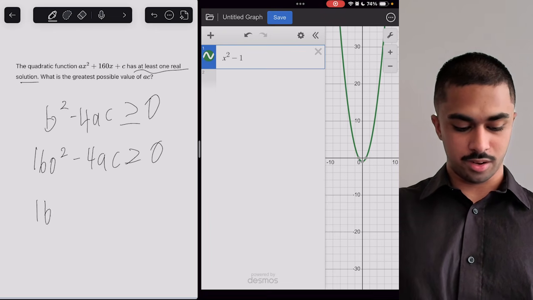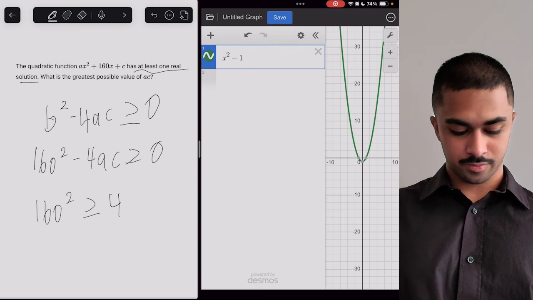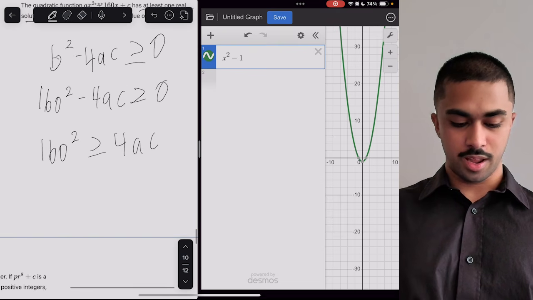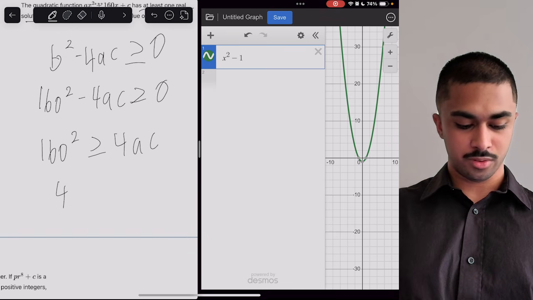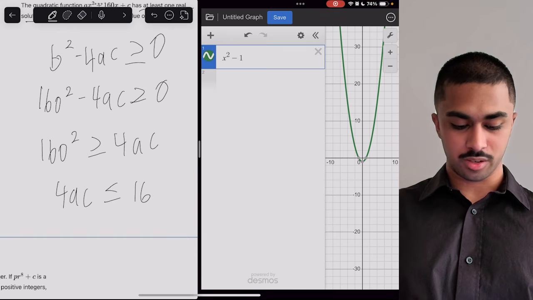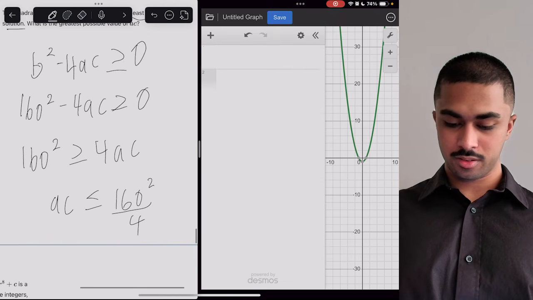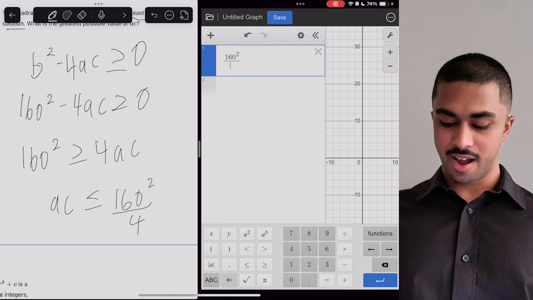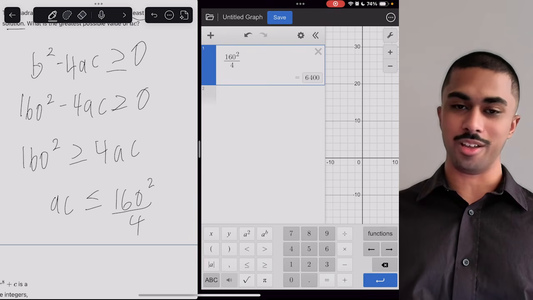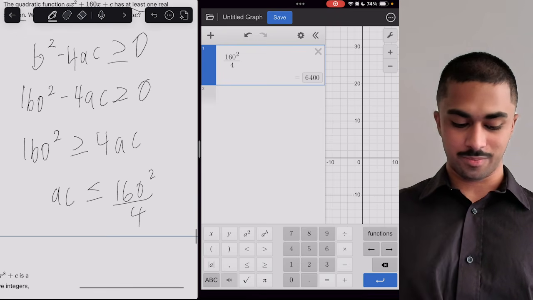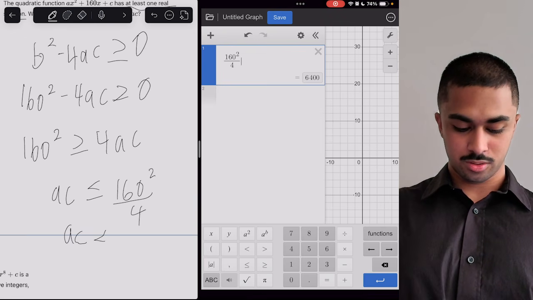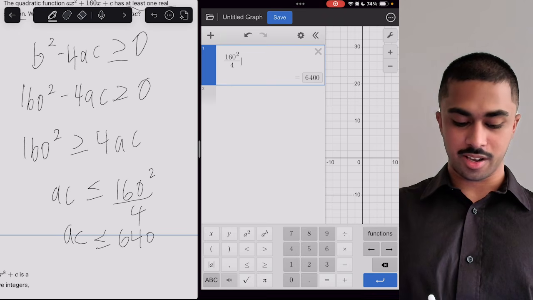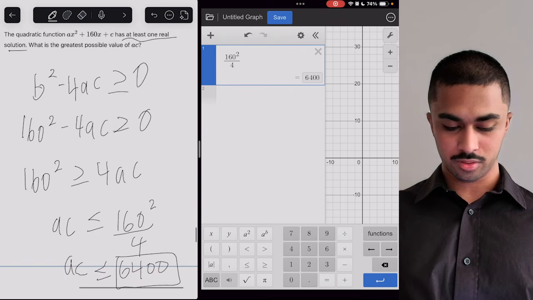So we don't care what A and C are individually. For AC is less than or equal to 160 squared, so we can divide the 4 to the other side. I'm just skipping a bunch of steps when it comes to the math because I know that you know the algebra. I think explaining the concept better is definitely more important.